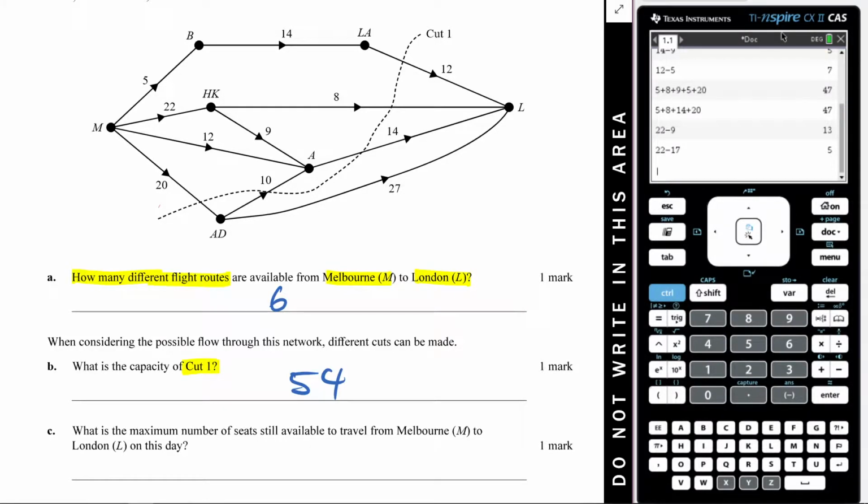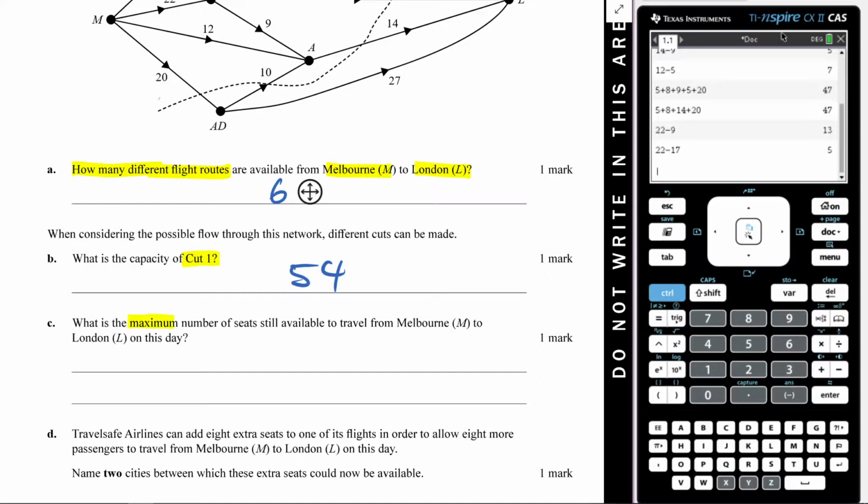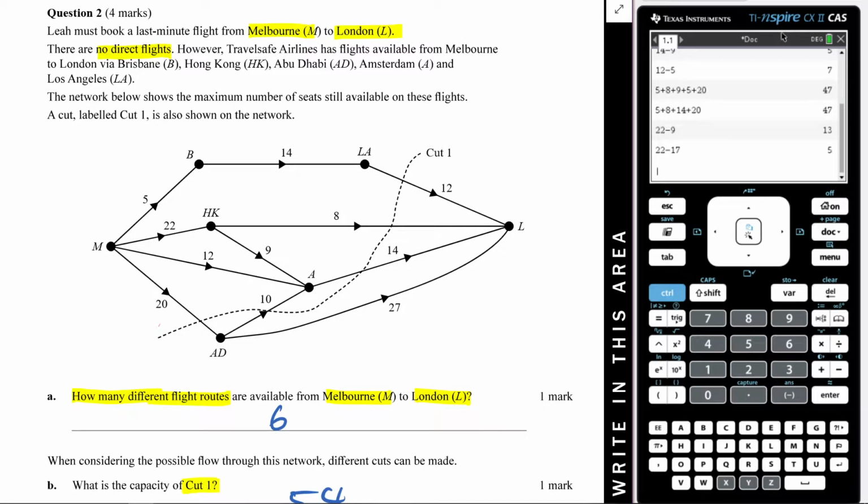Okay, we now come to part C, which says, what is the maximum number of seats still available to travel from Melbourne to London on this day? Okay, so maximum flow, minimum cut. I'm going to show you a little trick that is sometimes helpful, but you've got to be on your toes as to when to use this and when not to use this.